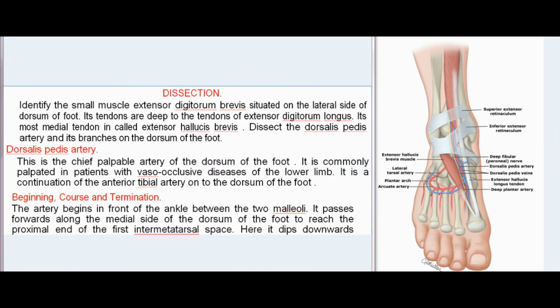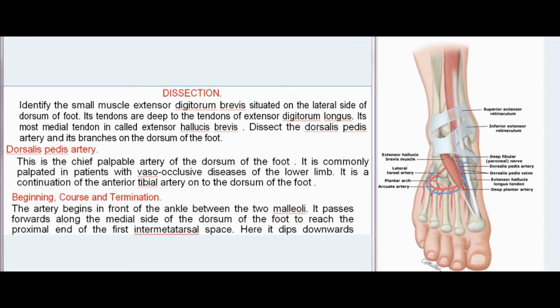Dorsum of foot dissection. Identify the small muscle extensor digitorum brevis situated on the lateral side of the dorsum of the foot. Its tendons are deep to the tendons of extensor digitorum longus. Its most medial tendon is called extensor hallucis brevis. Dissect the dorsalis pedis artery and its branches on the dorsum of the foot.